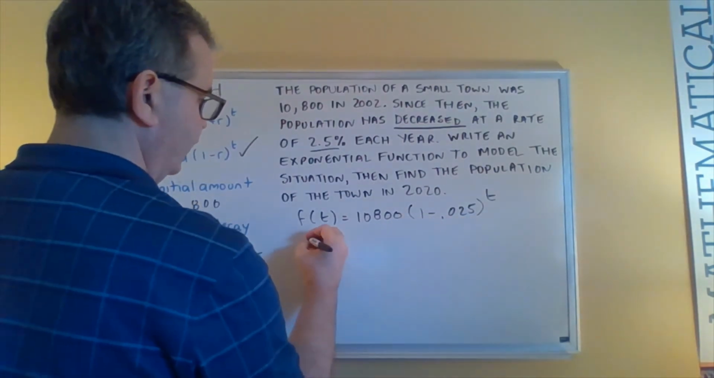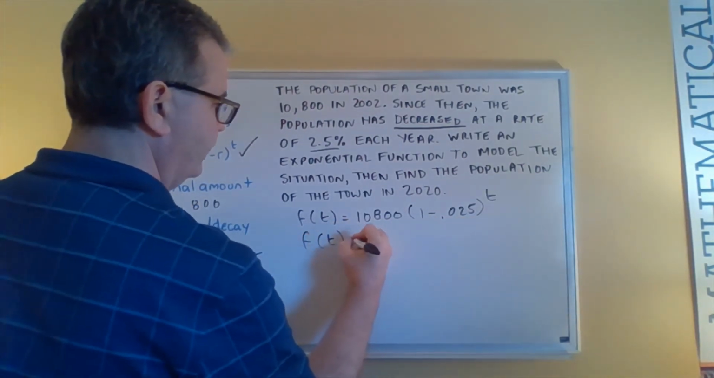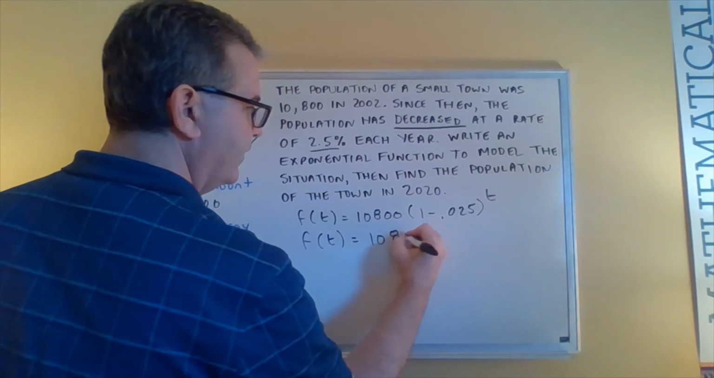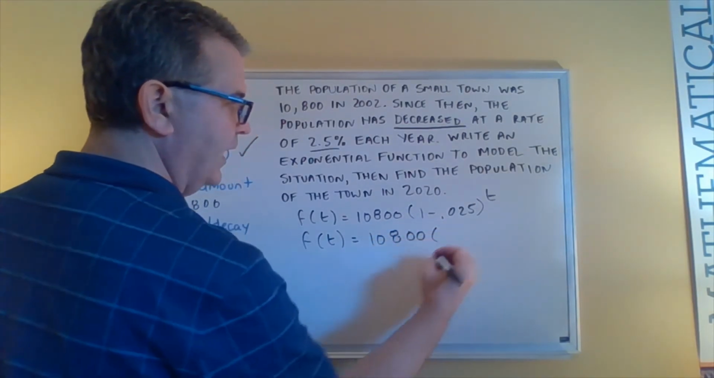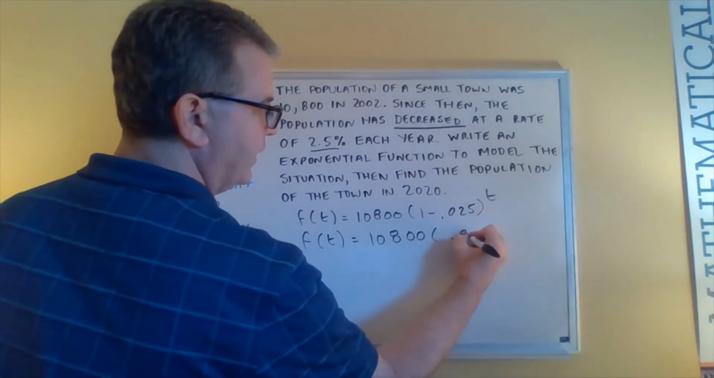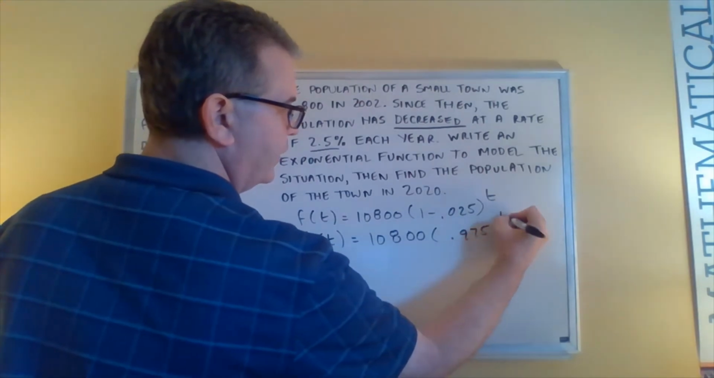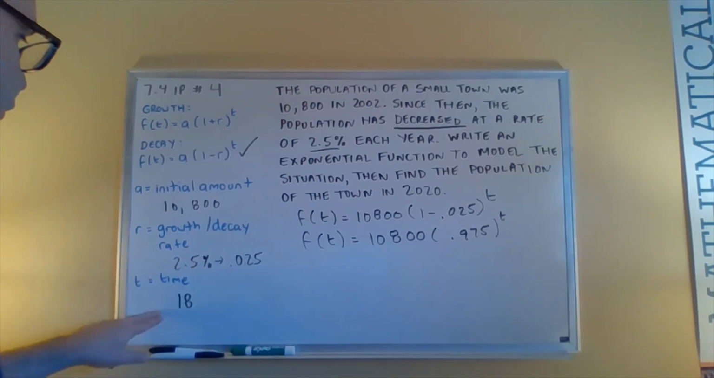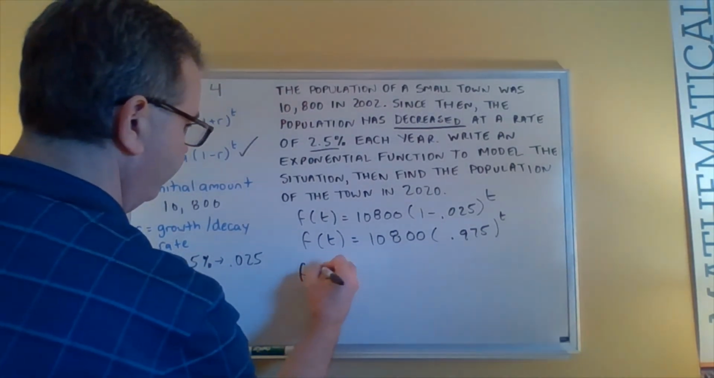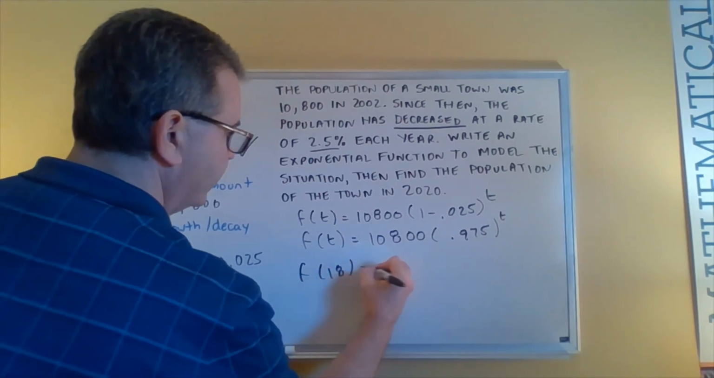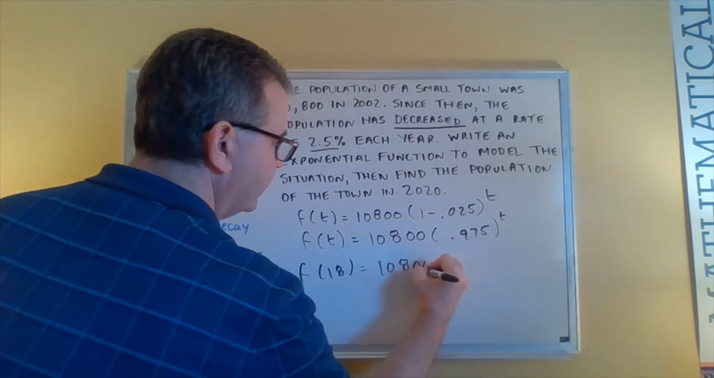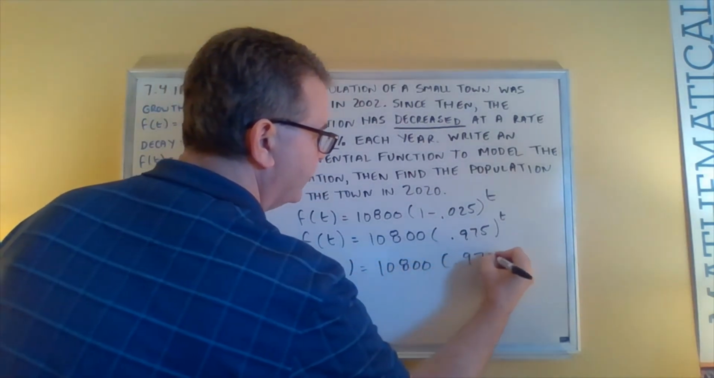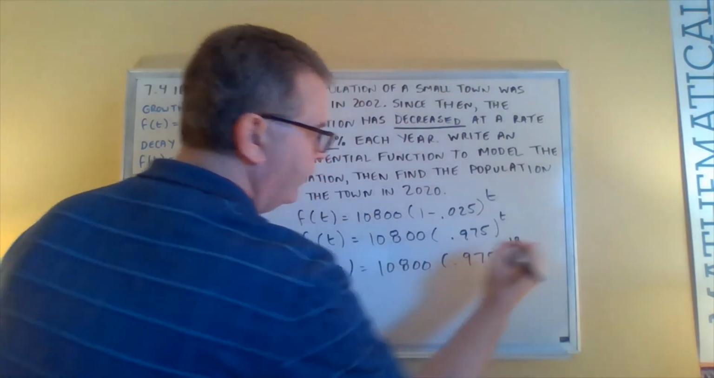Let's clean up our parentheses a little bit. We get f of t equals 10,800 times 0.975 raised to the t. Now we're asked to find population 2020, so we're asked to find f of 18. That's going to be 10,800 times 0.975 to the 18th power.